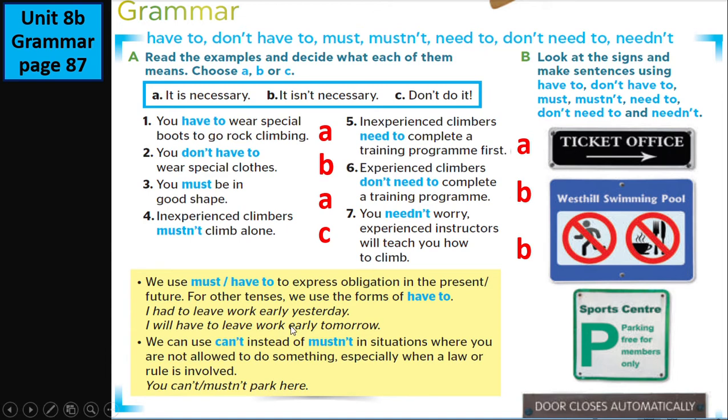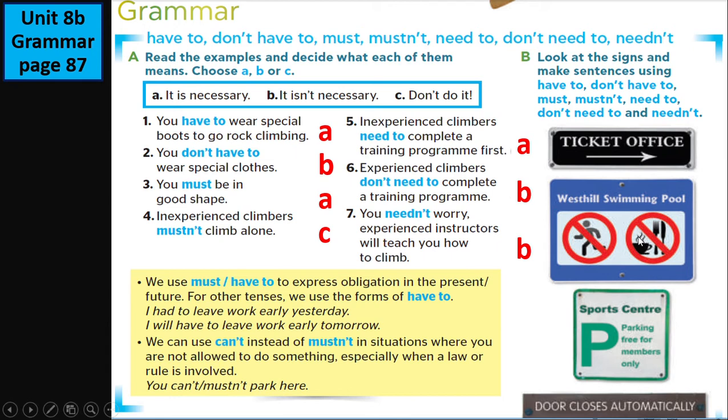We can use can't instead of mustn't in situations where you are not allowed to do something, especially when a law or rule is involved. You can't, mustn't park here. Excellent. So I want you to write this structure in your notebook to make sure you understand why we use this modal.